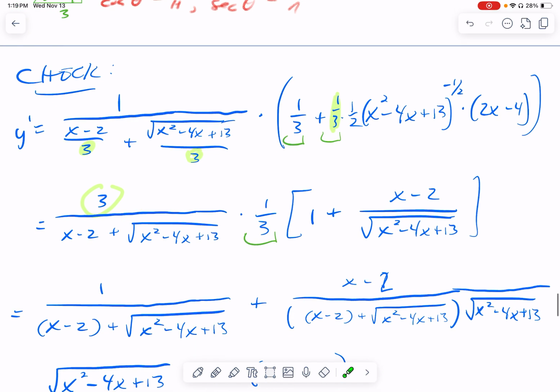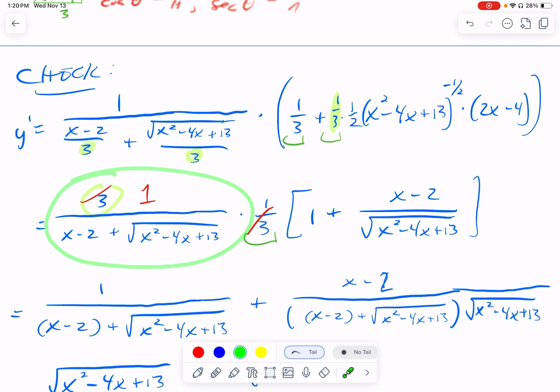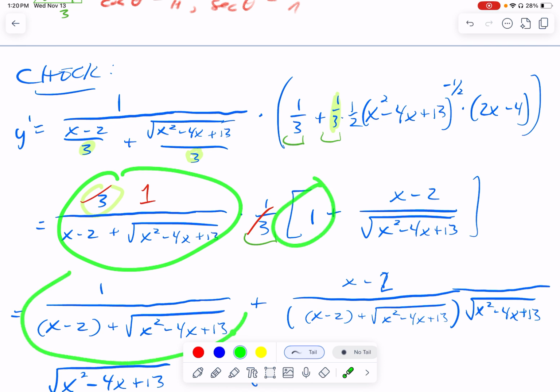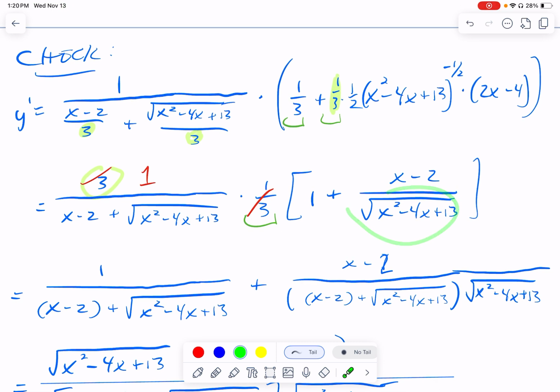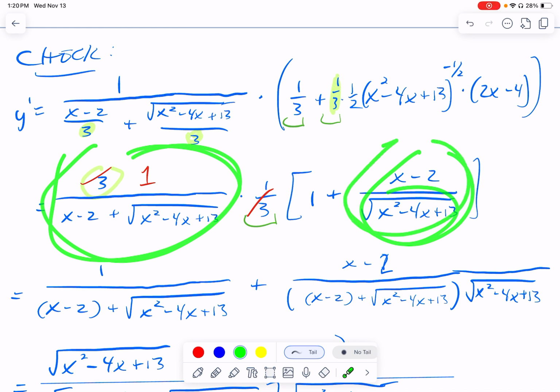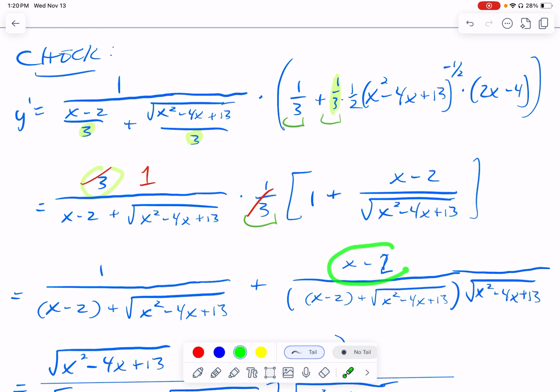I am multiplying these things together. So these cancel, which means, let's write it this way, cross these out, and I just have a 1 up here. So I have this whole expression times the two things in those brackets, so I'll distribute. This whole thing times 1 is what I've got here. This whole thing times x minus 2 over this, right? So fraction times fraction. We multiply the numerators to get x minus 2. We multiply the denominators to get this whole thing times this radical.